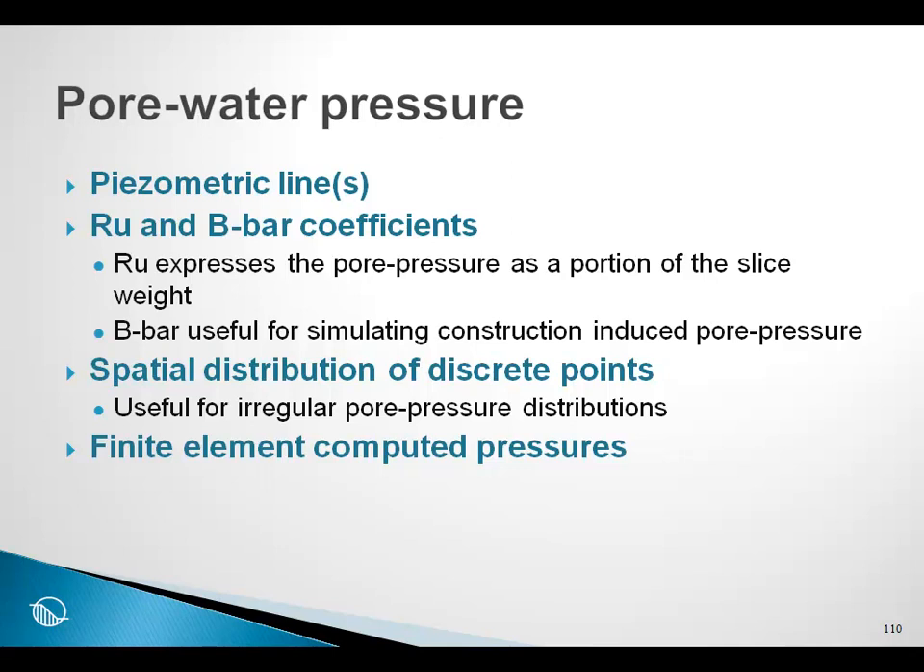If you do not have a finite element analysis describing the pore pressure conditions, then a spatial distribution defining discrete points can be quite useful. A spatial distribution using discrete points is useful for irregular pore pressure conditions such as may occur under artesian conditions, for example. And then, of course, one of the real powers of GeoStudio is that pore water pressures coming from SEEP/W, SIGMA/W or QUAKE/W can be used in a Slope W stability analysis.